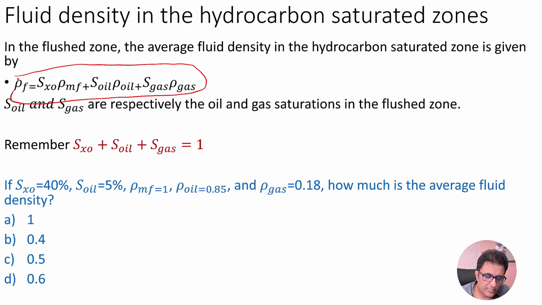So something that is noticeable here is why we use Sxo here or rho mf, the density of mud filtrate.